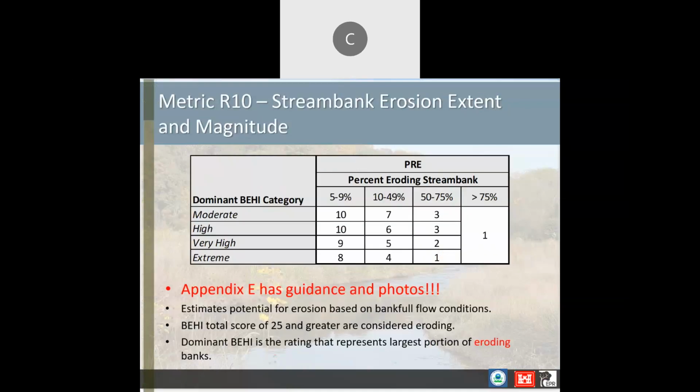To tie it back together to the scoring, you're going to walk your whole stream reach, lumping your banks together into distinct conditions, based just on the bank characteristics. For each distinct condition you observe, you will assess the bank and get a total score. You will use that data to determine what percent of your stream banks were eroding, and then to determine what your dominant BEHI category is for those eroding banks and select a final score for your reach.